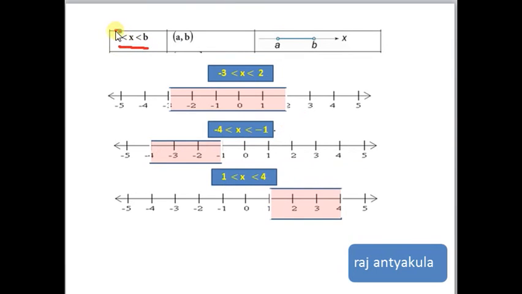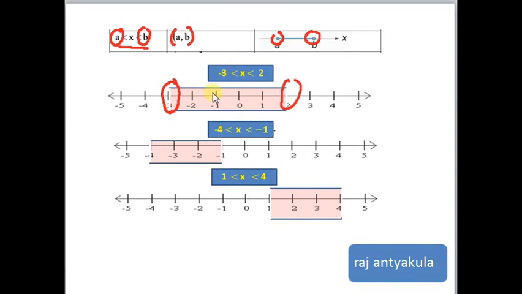A less than x less than b. So here neither a nor b is included, but it can take any value that lies in between a and b. For that reason, we are representing with open brackets. Neither a nor b is included, but it will take any value that lies in between a and b.